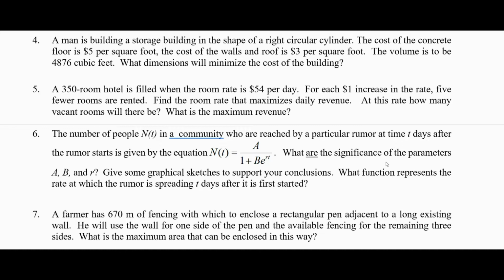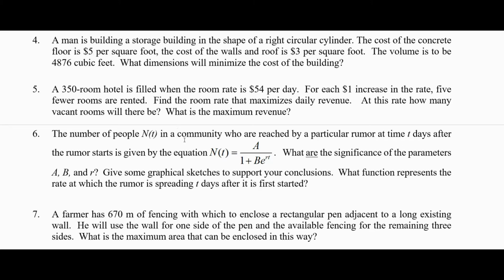Number 6, the number of people N of T in a community who are reached by a particular rumor at time T days after the rumor starts is given by the equation N of T equals A over 1 plus B e to the negative RT. What is the significance of the parameters A, B, and R? Give some graphical sketches to support your conclusions, and what function represents the rate at which the rumor is spreading T days after it is started?